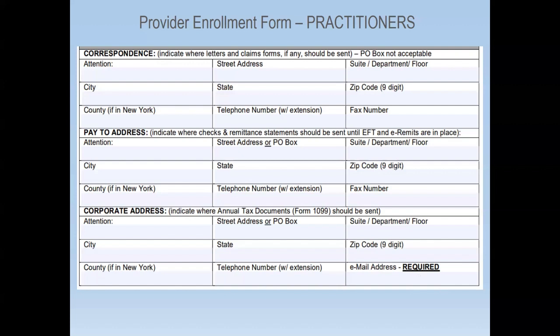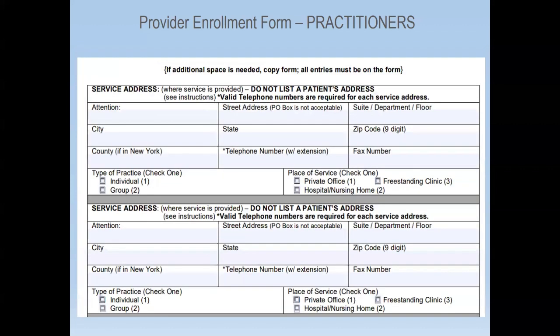Once you've given us your correspondence, pay to, and corporate address, you're then going to have room for your service address or multiple addresses. There's actually room here for up to 4 service addresses. If you have more than 4, you can make a copy of this form and then continue adding service addresses, but it has to be on either this form here or a copy of the form.